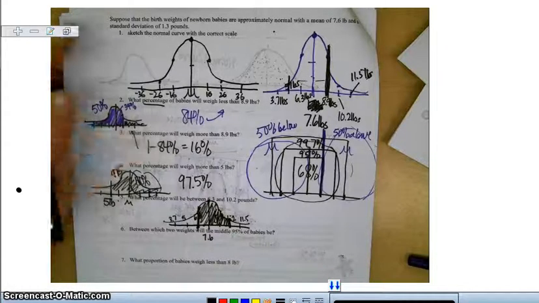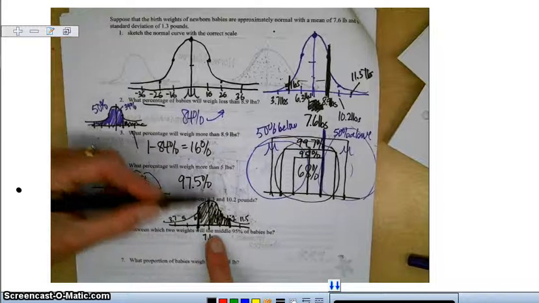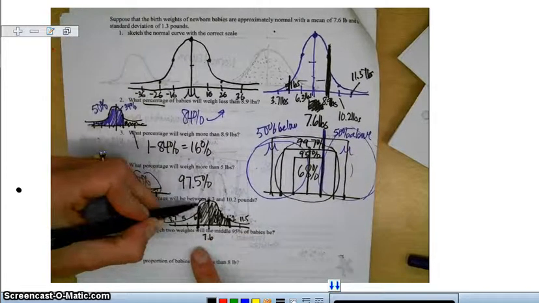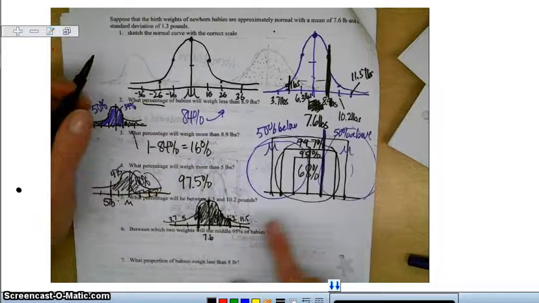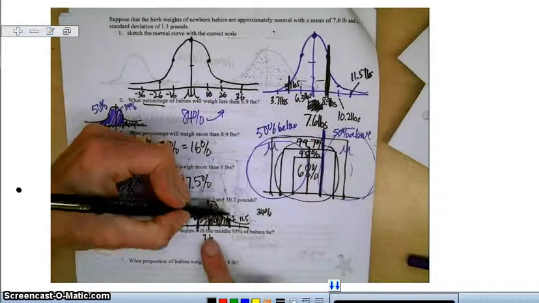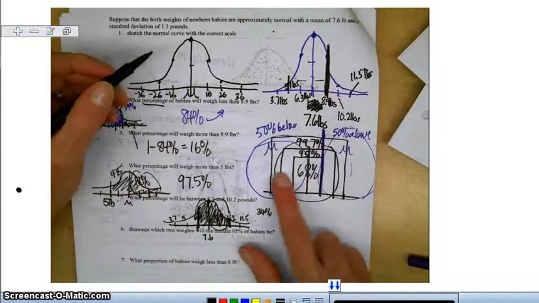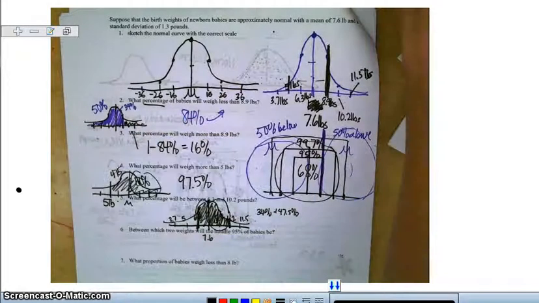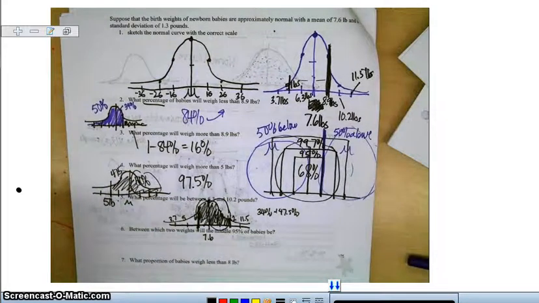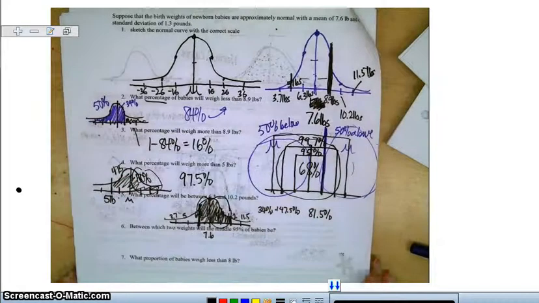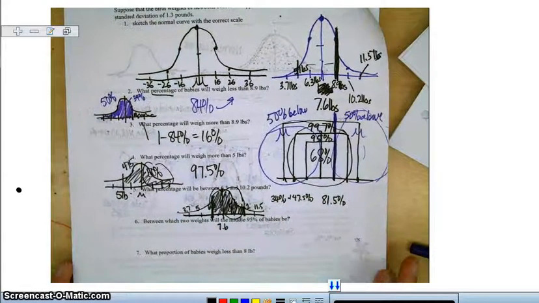So that looks like basically I'm going 1 standard deviation above and below the mean. Or I could just say I've got 1 standard deviation below, which would be half of 68, so 34%. And then I've got 2 standard deviations above, which would be half of 95, or 47.5%, that I need to add to that. So 34 plus 47.5 gives me 81.5% of babies will weigh between 6.3 and 10.2 pounds.